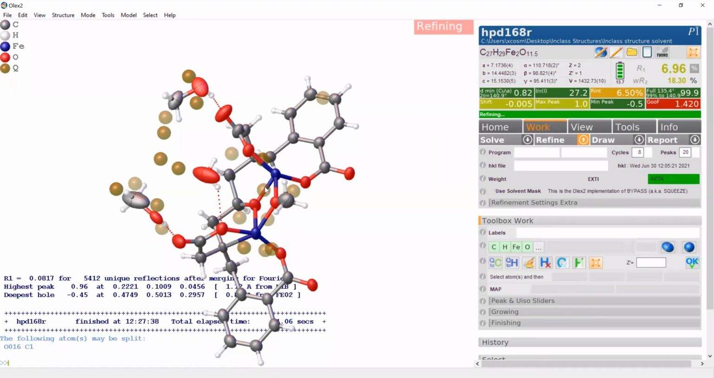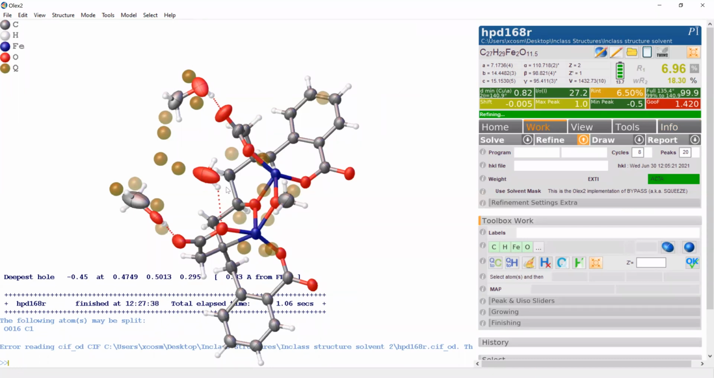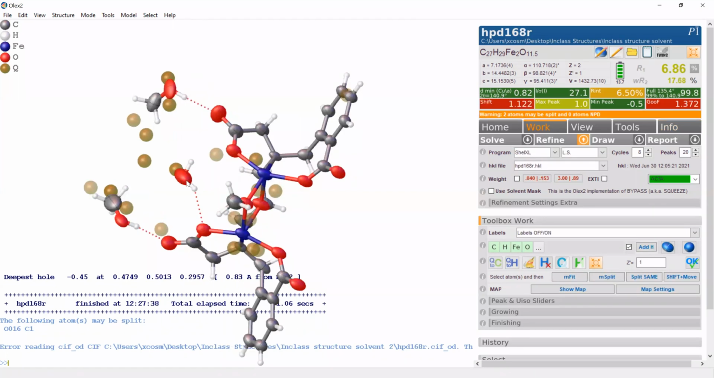Now, if you've noticed when I'm refining, this water molecule here is giving me trouble. So it's unhappy with what we did. It's not staying connected. The shift is moving out. We may need to address that in just a little bit, but let's see if we can get it to converge.